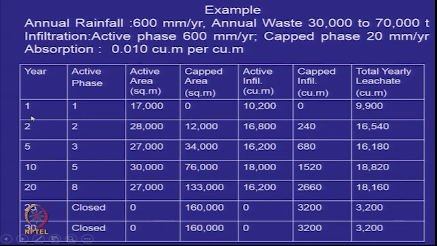So let's say first year, active area 17,000 square meters. If full rainfall is taking place, this is the amount of leachate which is produced. And some of it is absorbed by the waste, only 9,900 is reaching out. In the second year, active area is 28,000, capped area is 12,000. Okay? From the 28,000, 16,800 is coming, 100% precipitation. And from this capped area, only 240, that means 12,000 into 20.